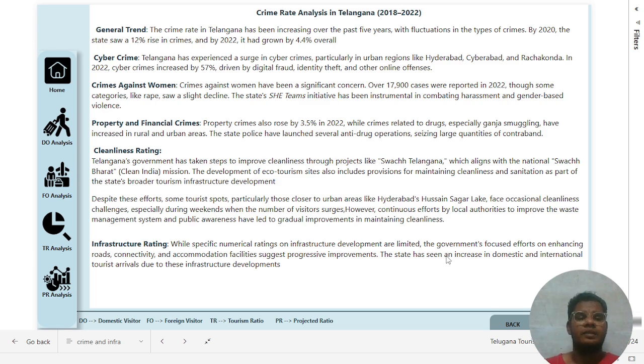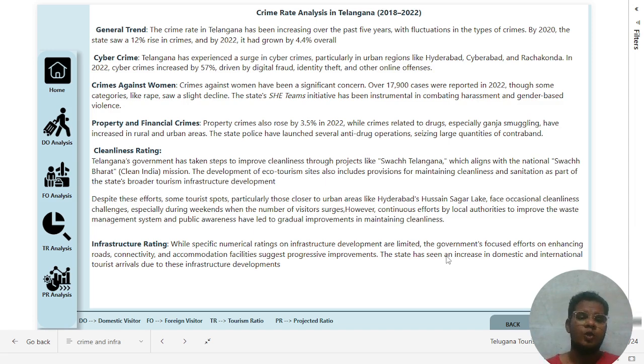And the cleanliness rate. Cleanliness is nothing but whenever we visit places, we notice the cleanliness and hygiene, because of course it is part of prevention. The Telangana government is already taking steps to improve cleanliness through projects like Swachh Telangana, which aligns with the National Swachh Bharat Clean Mission. The development of ecotourism sites also includes locations for maintaining cleanliness and sanitation as part of the state's broader tourism infrastructure development.